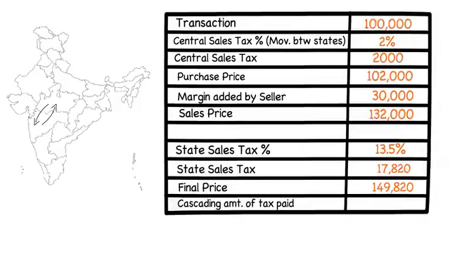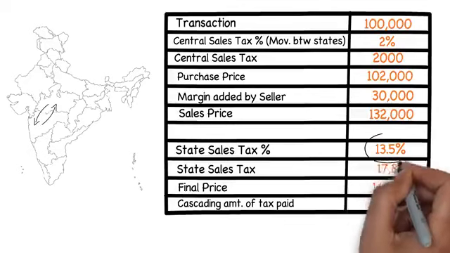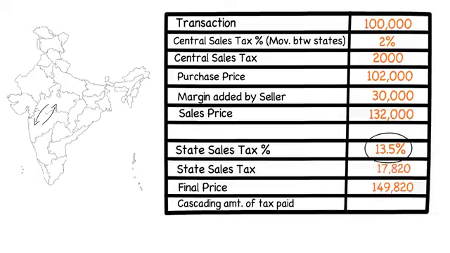The problem here is because the central sales tax is included in your purchase price, you are unnecessarily paying tax on the taxed amount, which in this case is tax of 13.5% on the central sales tax amount of rupees 2,000, which is rupees 270. This is a simple example of just one tax on tax. However, in reality, many other indirect taxes would be applicable and you would be paying taxes on multiple taxes, and all this eventually increases the price of goods and services.